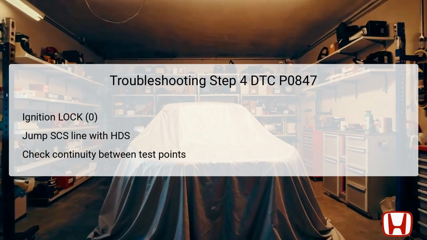Next, the technician will disconnect the PCM connector B, specifically the 49P connector, as it interfaces directly with the electrical circuit linked to the transmission fluid pressure switch.